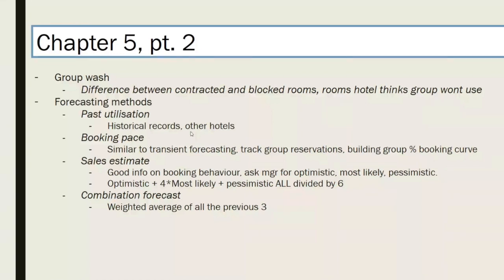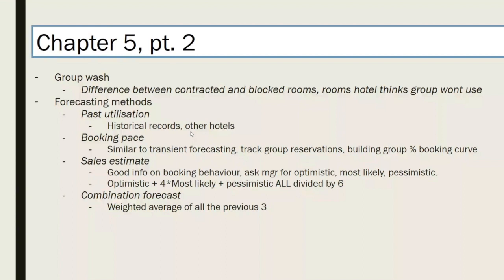You have the sales estimate method, where sales managers have good information on booking behavior. They have a contract with the meeting planner of a group, and they intend to create an estimate. They're asked to create three different types of estimates: an optimistic estimate, a most likely estimate, and a pessimistic estimate. This depends on how many rooms you believe the group is going to use.